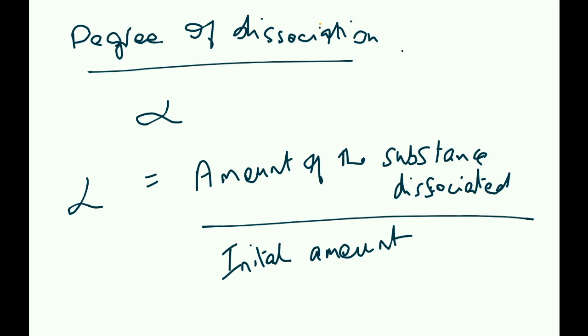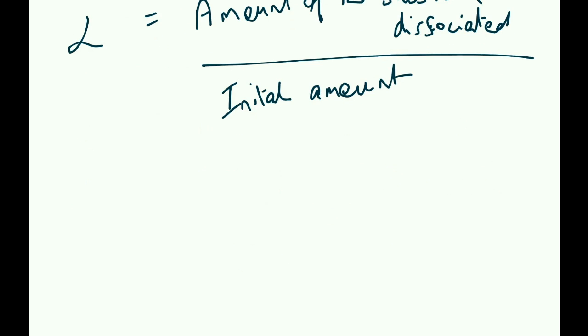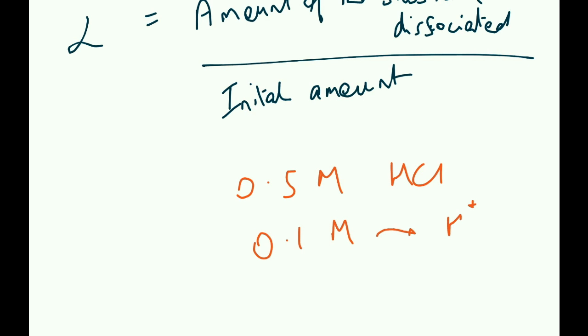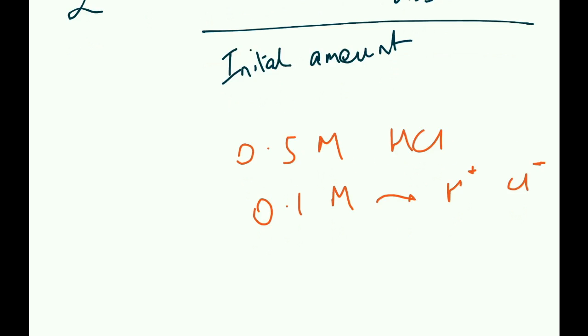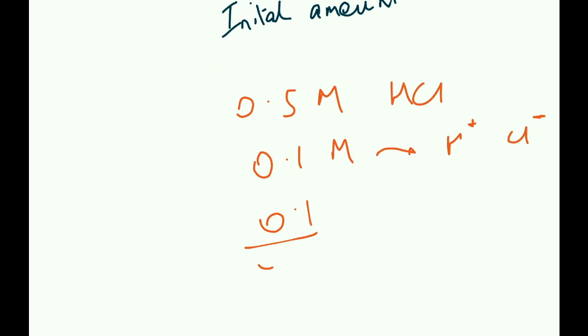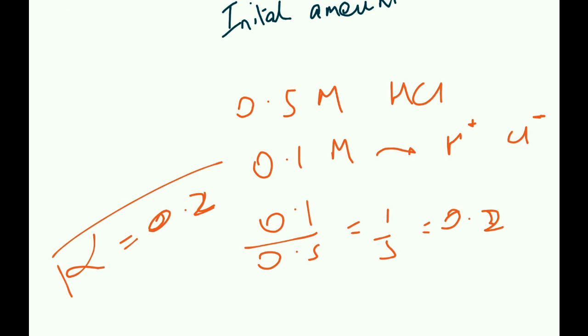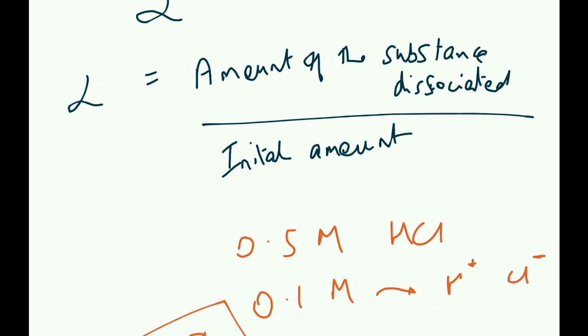So for example, say I took 0.5 molar of HCl concentration, and 0.1 of it dissociated to give me H plus and Cl minus, right? So my degree of dissociation is going to be 0.1 by 0.5, that's 1 by 5, that's 0.2. So alpha is going to be 0.2 in this case. Okay? So it's basically the amount of substance that dissociated divided by the initial amount. And keep this in mind because you're going to be using this a lot.